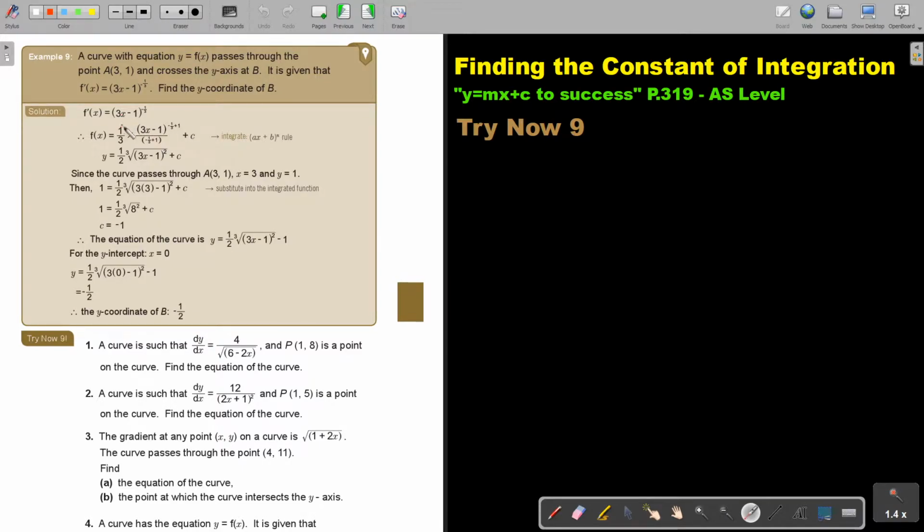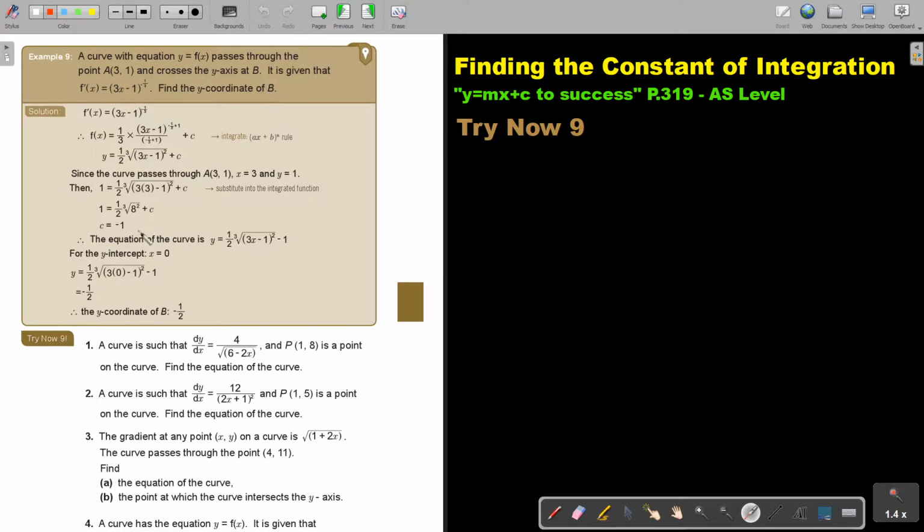Can you remember? We take the value in front of x, so it's 1 over 3. Then we add 1 and we divide, plus c. And then we just simplify this a little bit. Since the curve passes through this point, we substitute, and we get c is negative 1. Now, the equation of the curve is this. But the question was, find, and crosses the y-axis at B. Find the y coordinate of B.